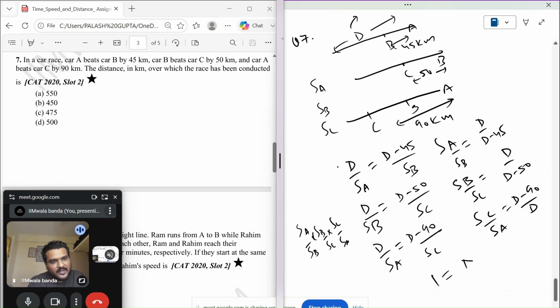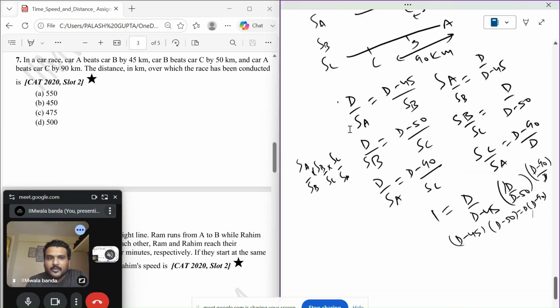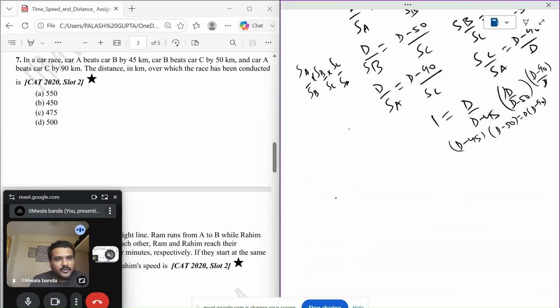D and D will get cancelled. Of course, some quadratic will happen. D minus 45, D minus 50, D into D minus 90. Can we do it from the options also? Let's keep an eye. Let's solve a little bit.